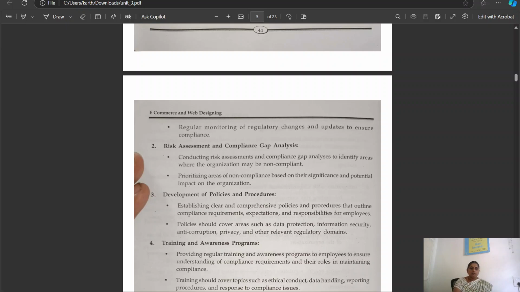Conducting risk assessments and compliance gap analysis to identify areas where the organization may be non-compliant. Prioritizing areas of non-compliance based on their significance and potential impact on the organization. And the next one, development of policies and procedures. Establishing clear and comprehensive policies and procedures that outline compliance requirements, expectations, and responsibilities for employees. Policy should cover areas such as data protection, information security, anti-corruption, privacy, and other relevant regulatory domains.